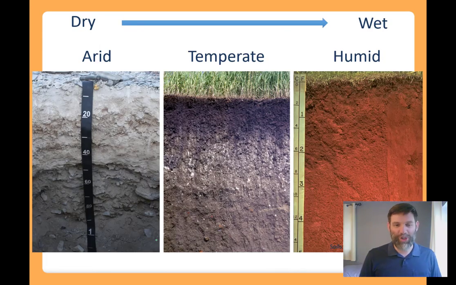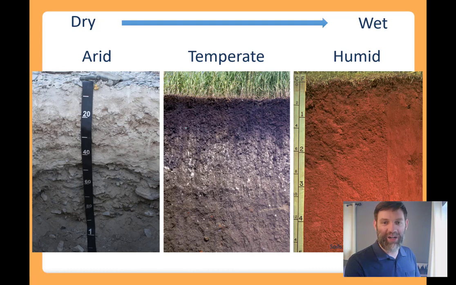So, some visual representations here. This is a gradient from dry to wet. Arid climates, not much carbon in there, not much development, it just looks barely altered. In a temperate climate, we've got a lot of carbon building up in the surface, especially since we've got some grass up here and they put a lot of carbon down in their roots.